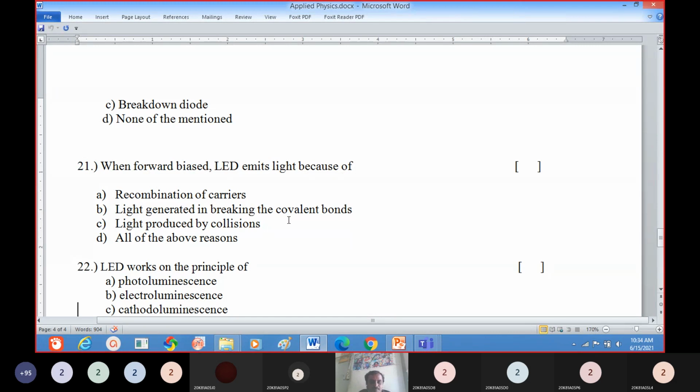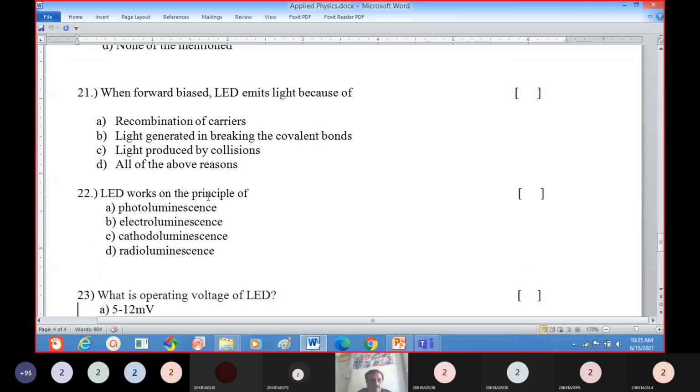If you break the covalent bonds, energy is required, but light is not generated while breaking the covalent bonds. It absorbs the light, it does not generate light. That's why option B is wrong. Due to collisions light does not produce either. Due to collision they come to the ground state and recombination takes place. During the recombination process the LED emits light. So option A is the correct answer.